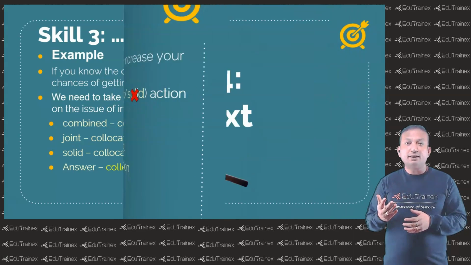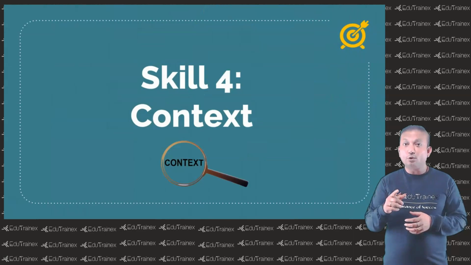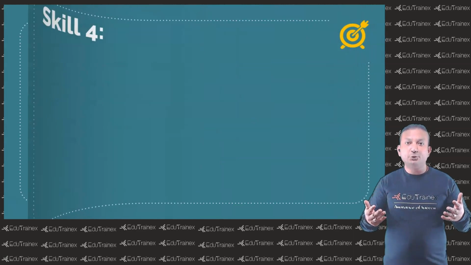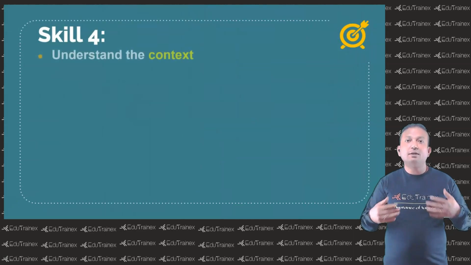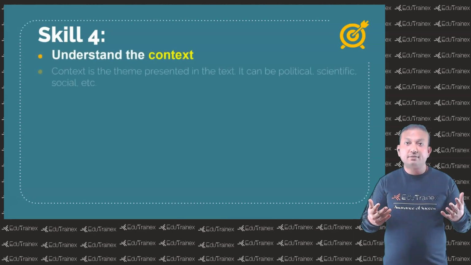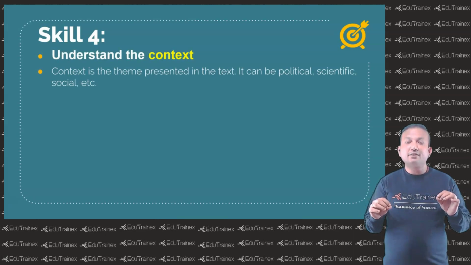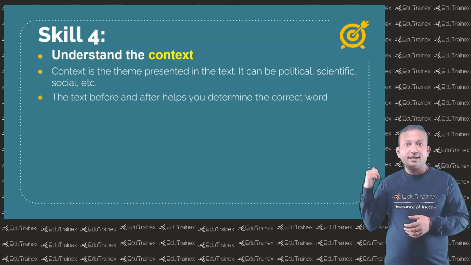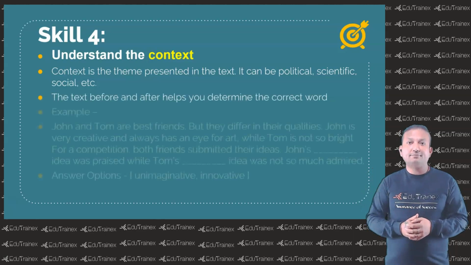The last very important skill, which we also used in our deductive based approach earlier, is the understanding of context. So context is nothing but the theme that is presented to you, or the topic, the main idea of the text. So you need to read the entire text in order to understand this. I will show you with an example what I mean here. Read the text that is shown on the screen.